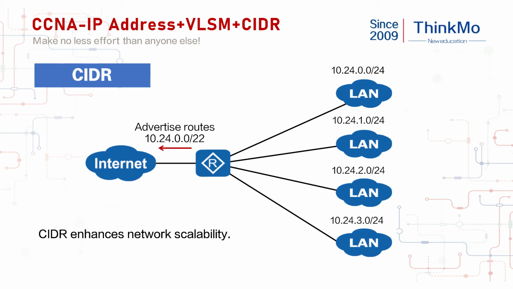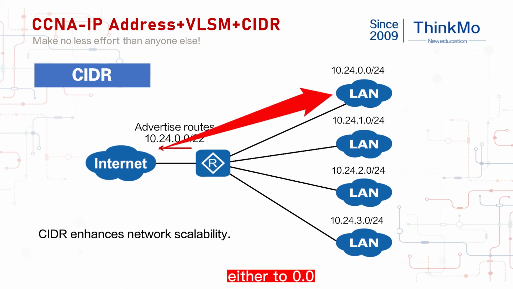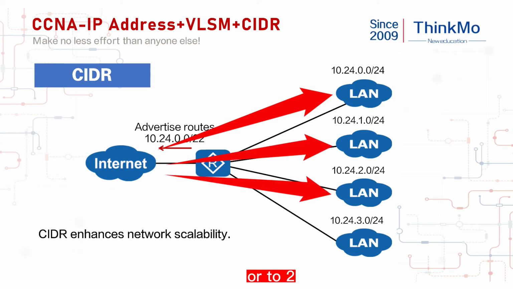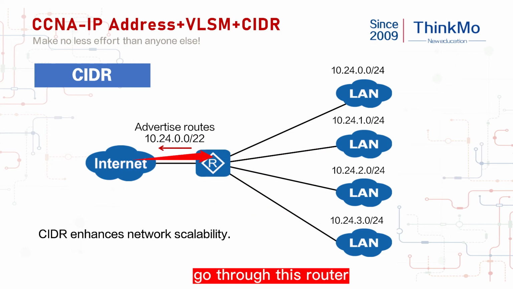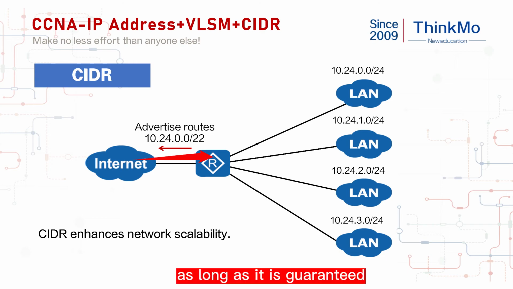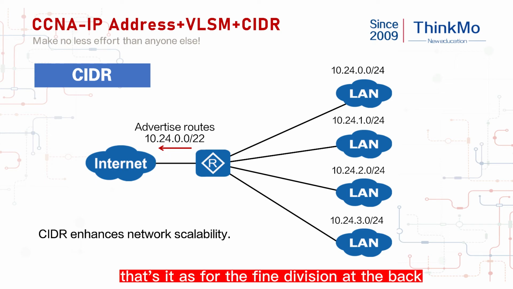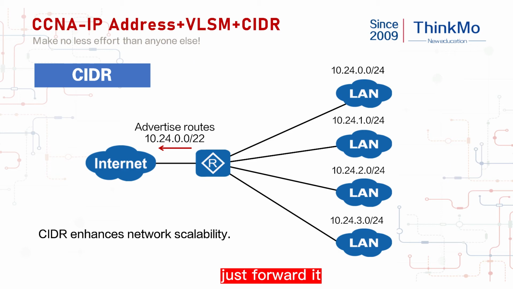As for the operator, to forward the corresponding data to you, I don't care how it gets to this device, either to 0.0, to 1.0, or to 2.0, or 3.0. Actually, it goes through this router. So I don't care at all whether it reaches the device precisely, as long as it is guaranteed. Now traffic can go to this exit. That's it. As for the finer division at the back, just forward it.